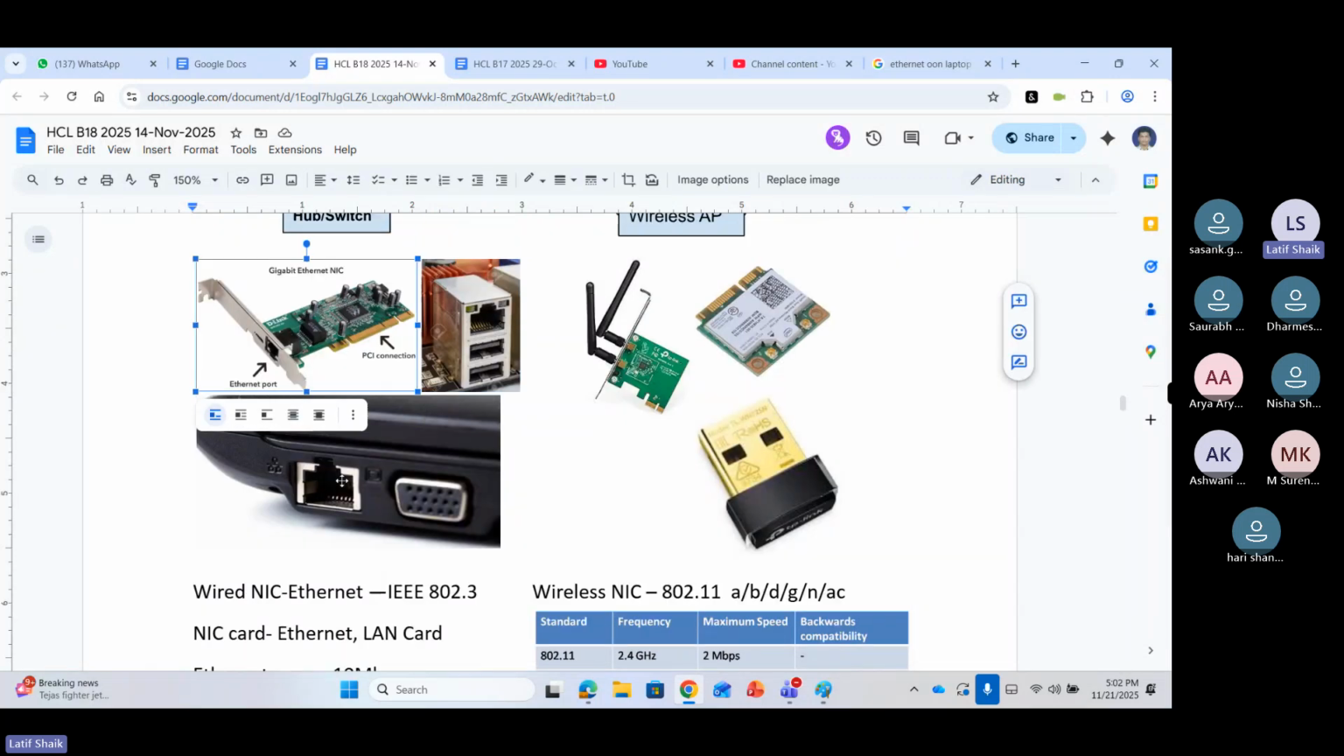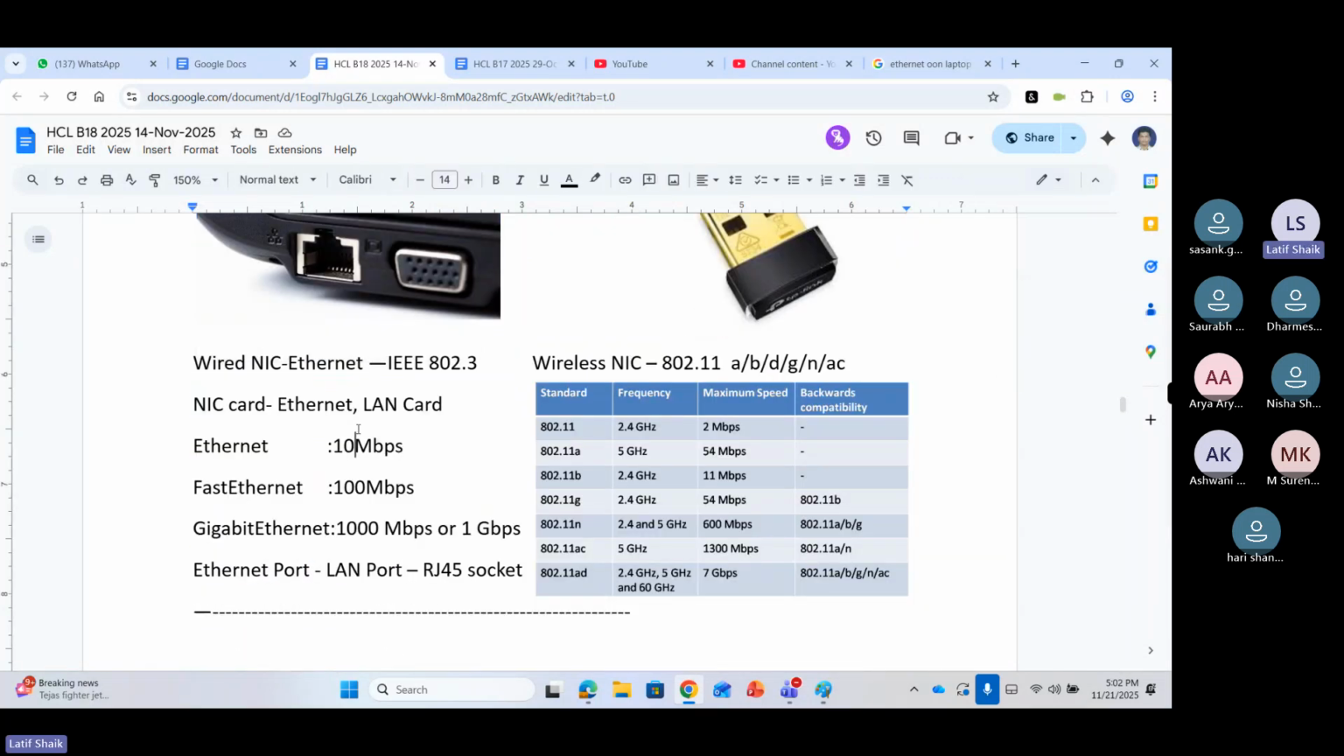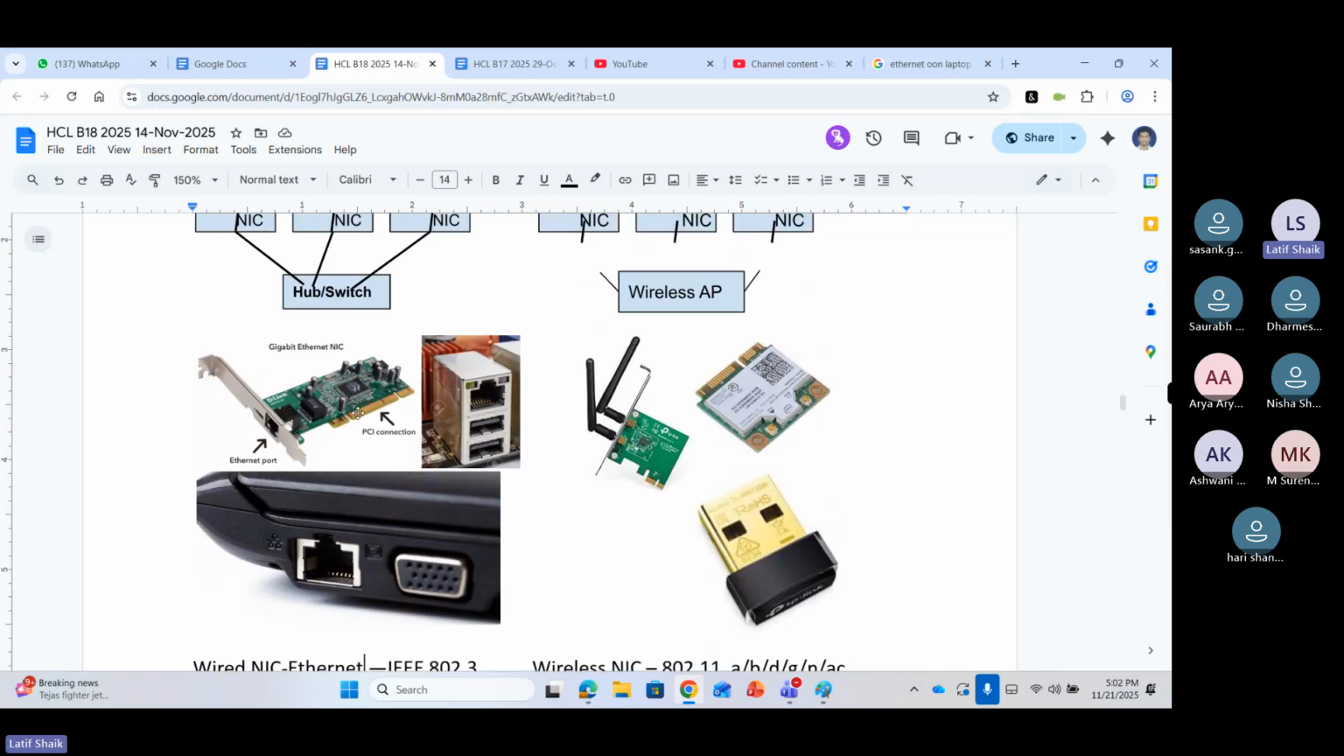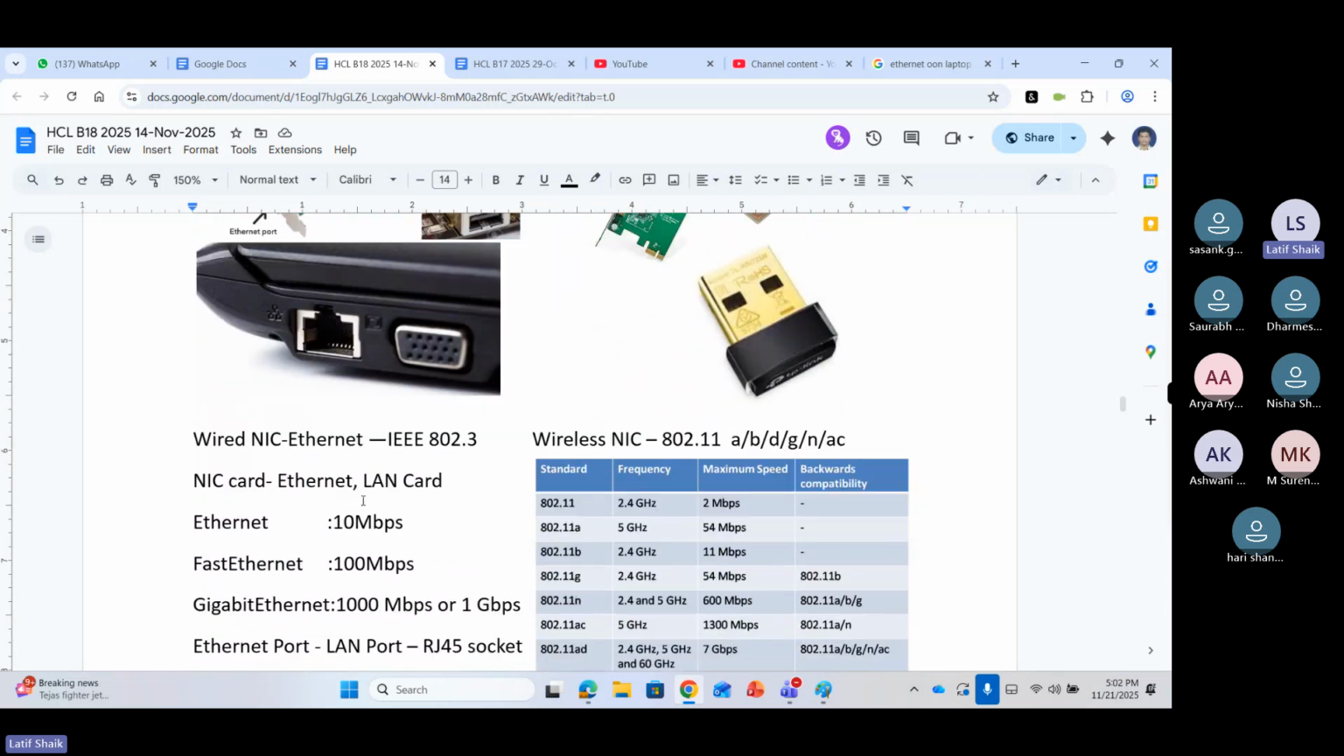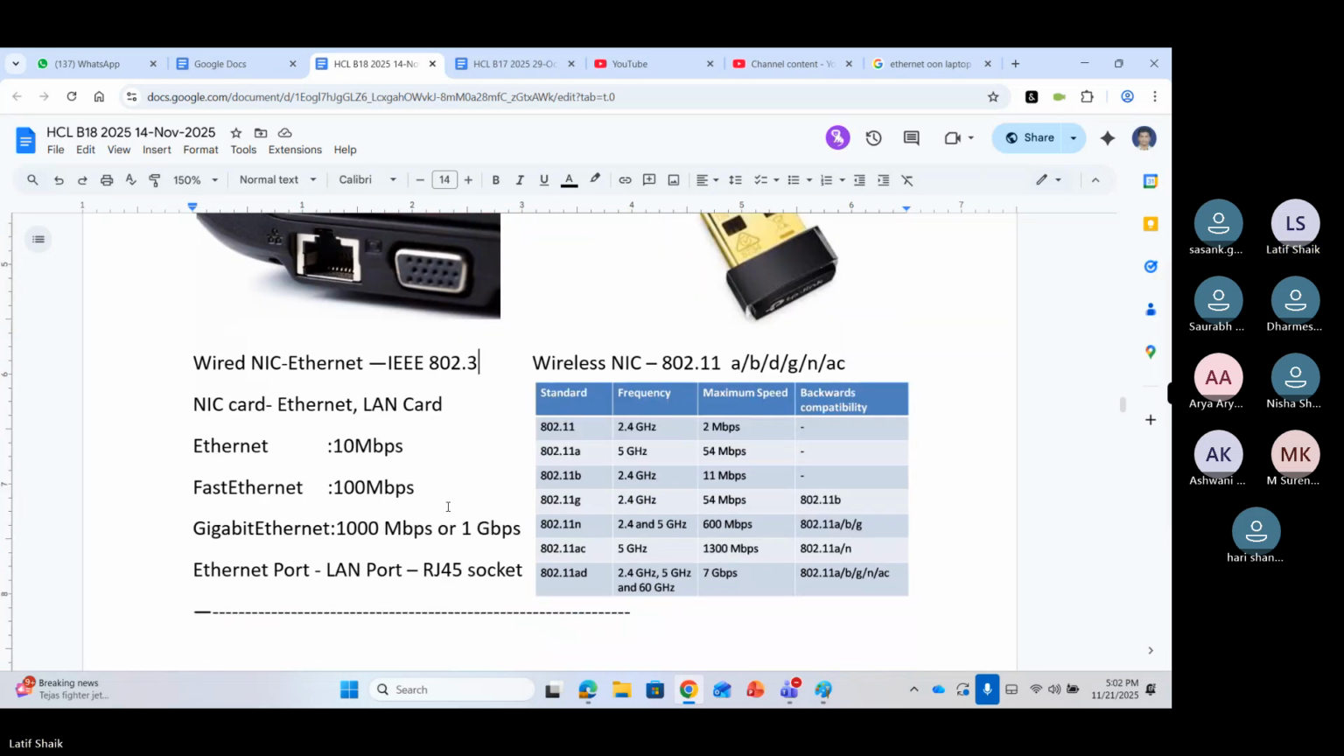Again, this is a wired NIC. The type of NIC we use for LAN connecting purposes is the Ethernet card. For Ethernet, there is an IEEE standard, and that IEEE standard number is 802.3. These Ethernet cards we call NIC cards, Ethernet cards, or LAN cards. The Ethernet card has a port to connect with a LAN cable, right? That port we call the Ethernet port, LAN port, RJ45 socket, or RJ45 port.